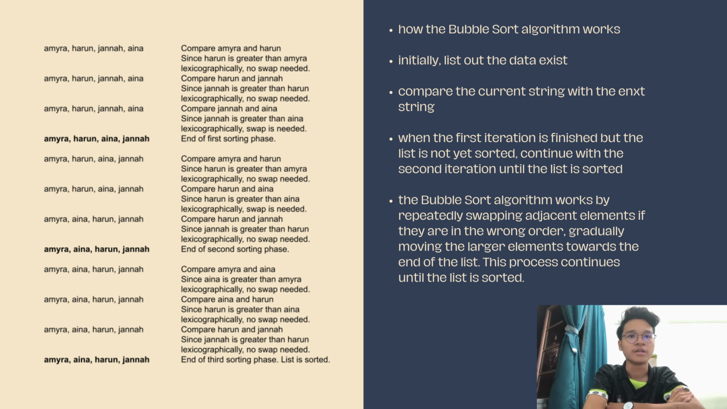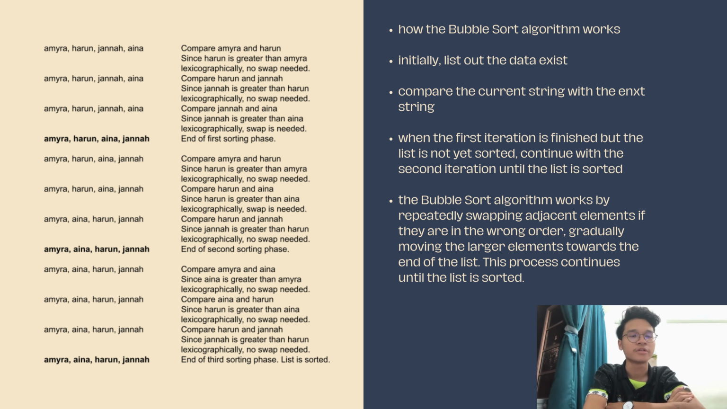Compare Aina and Harun. Since Harun is greater than Aina lexicographically, no swap is needed. Compare Harun and Jannah. Since Jannah is greater than Harun lexicographically, no swap is needed also. And then the end of the third sorting phase comes, and the list is sorted.